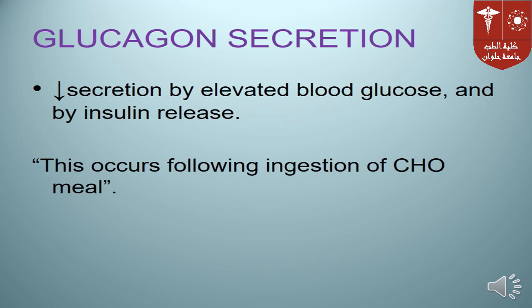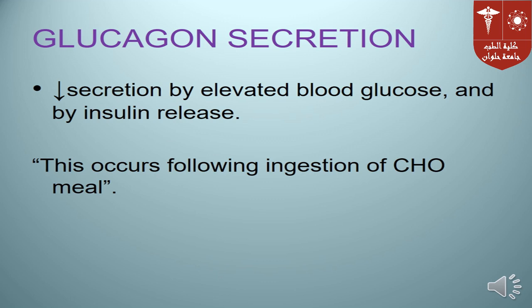Okay, what will decrease the release of glucagon secretion? It is decreased by elevated blood sugar level and by insulin release. As soon as I start eating and blood sugar level rises, insulin is released and immediately inhibits glucagon secretion. So secretion of glucagon is depressed or decreased due to elevated blood sugar when we eat. Whenever we eat, blood sugar level rises, so insulin is released, and this will inhibit glucagon secretion.